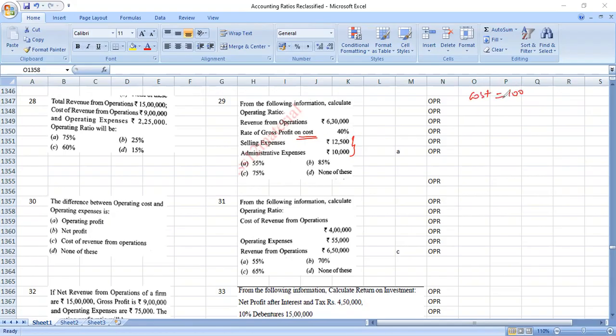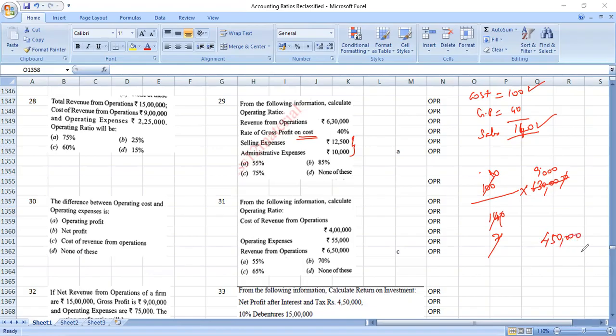Cost is equal to 100, gross profit 40, sales is equal to 140. Understood, children? So 6,30,000 is the revenue from operation given, and the corresponding number in our assumption is 140. We need to find the cost of revenue from operation to find the operating ratio. So cost of revenue from operation is 100. So this is 9 times followed by 3 zeros, 45 followed by 4 zeros, 4,50,000.